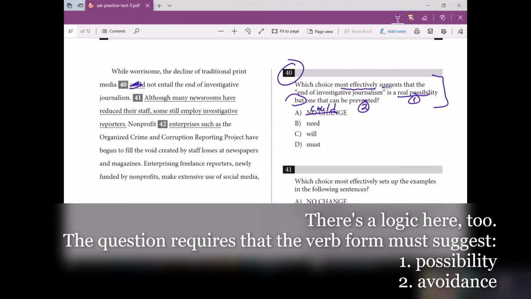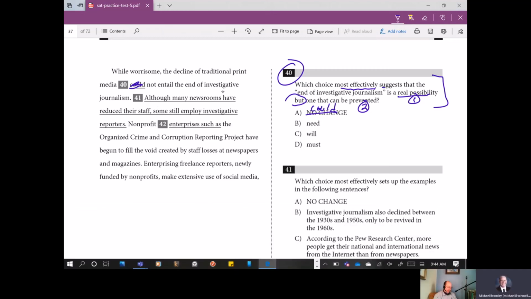Could, need, will, must. All right, so it has to be both a real possibility and something that can be prevented. Okay, so let's read it. While worrisome, the decline of traditional print media something not entail the end of investigative journalism. So I want to go for the ones that mean it's a real possibility. Must means it has to happen, but we want one that can be prevented. So I want to get rid of must here, because must is suggesting that it should happen, right? And that's not the point here.